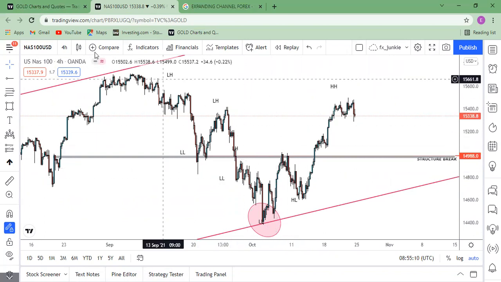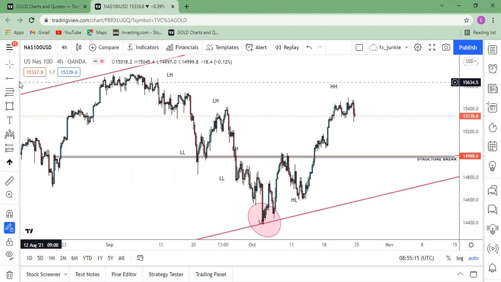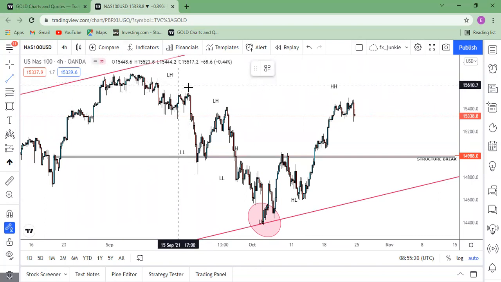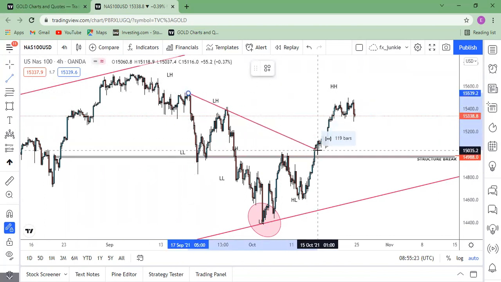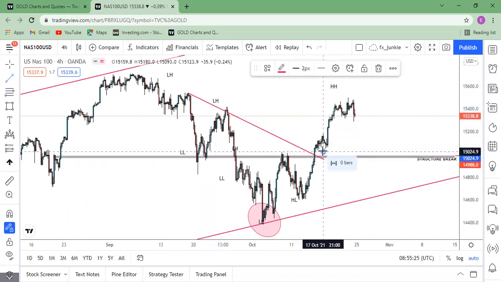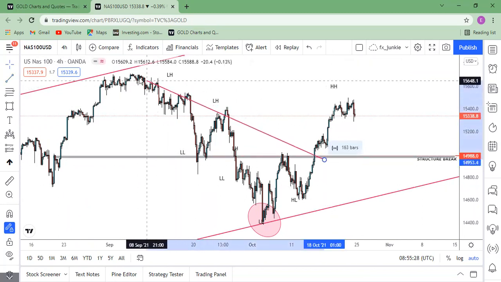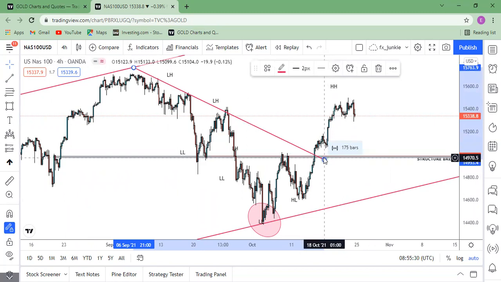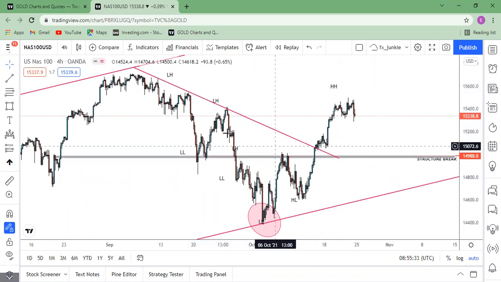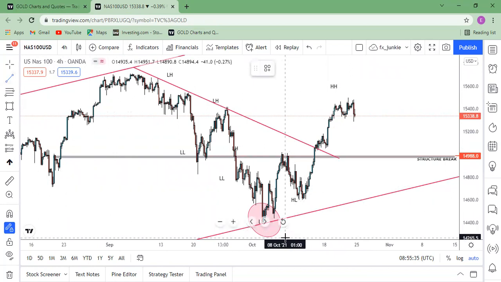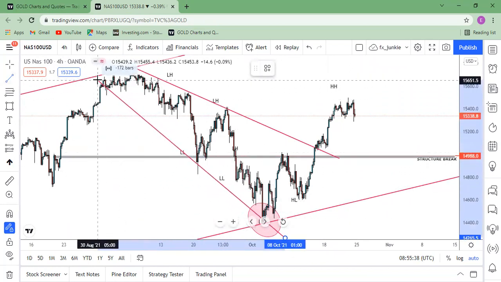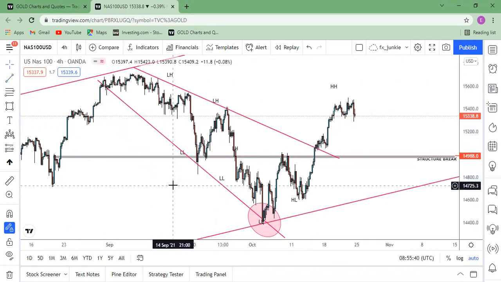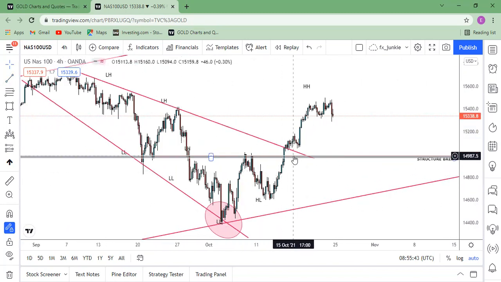Okay, and one thing I noticed also is we got out of our expanding channel. So I can put my touches here. Let me put the trend lines here. Suppose I put the support line. We realize that we broke out of the expanding channel, right? We broke out of the expanding channel.